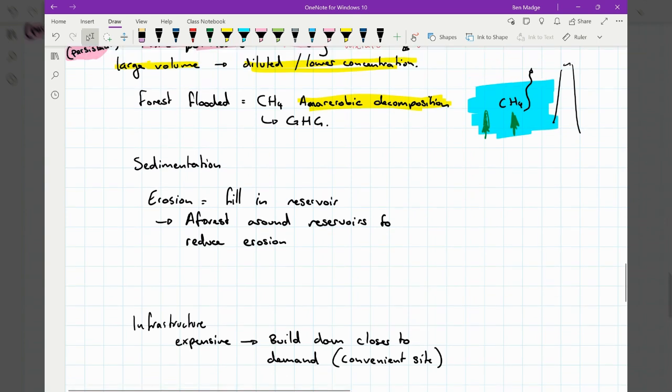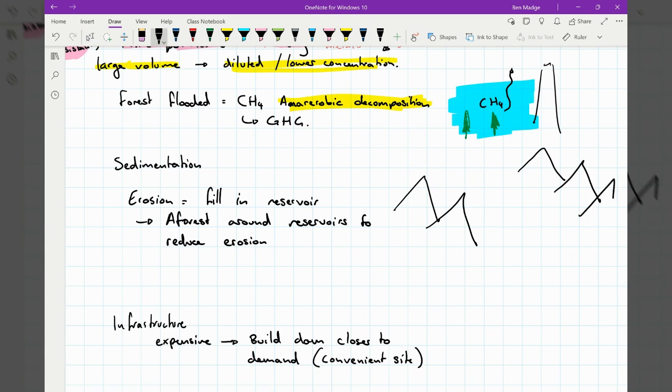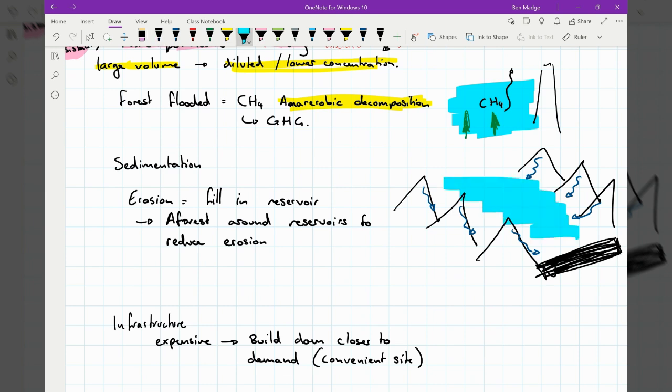So, sedimentation. Reservoirs are typically built in areas which have steep sides around them. Steep sides means that you have fast moving water flowing down them. And this can mean a high rate of erosion, either within the immediate catchment of the reservoir or in the catchment above it. And this means the water will be quite turbid, and this can build up sediment in the water.